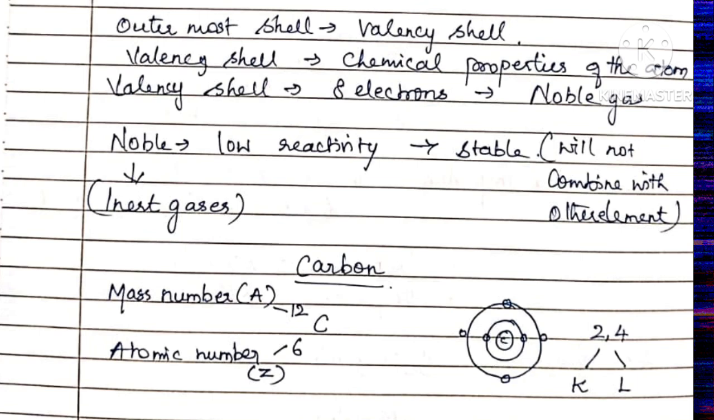The outermost shell of all the atoms is termed the valency shell, which determines the chemical properties of an atom. The valency shell should have 8 electrons to attain noble gas configuration. Noble gases, also called inert gases, have low reactivity. It attains stability, so it will not combine with any other element. We can see the carbon atom here with mass number 12 and atomic number 6. Mass number is represented as A and atomic number is represented as Z. We can see the dot structure also here, with K shell 2 electrons and L shell 4 electrons.